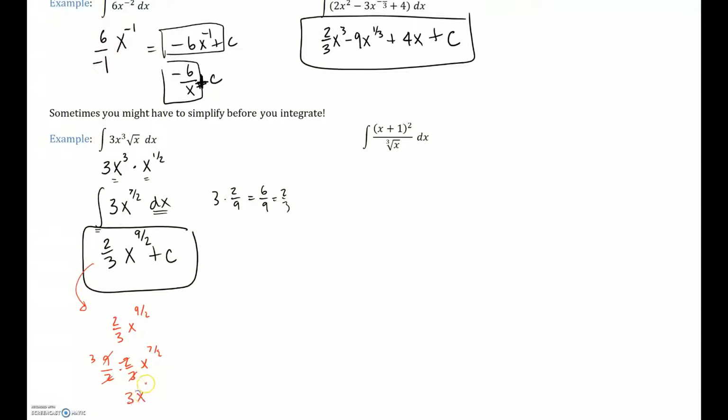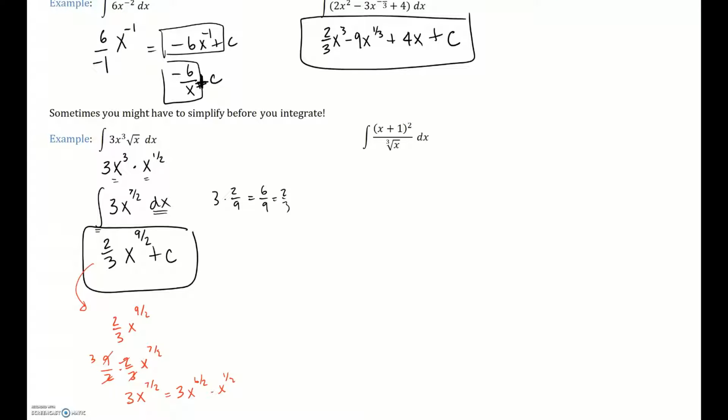I'm going to have 3x to the 7 halves, which is the same thing as 3x to the 6 halves times x to the half, which is what we had way back when, right? 3x cubed times the square root of x. So I can pat myself on the back and feel super good that I got it right. That's the cool thing about knowing how to undo something.